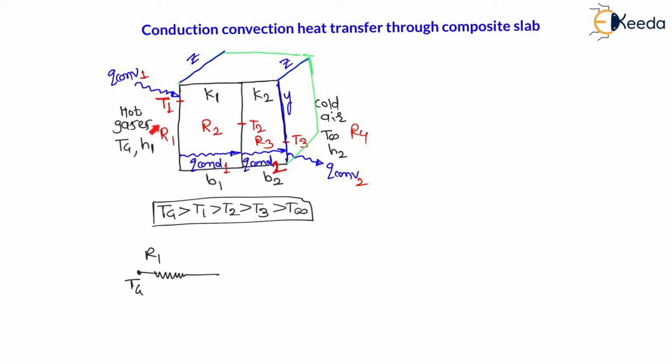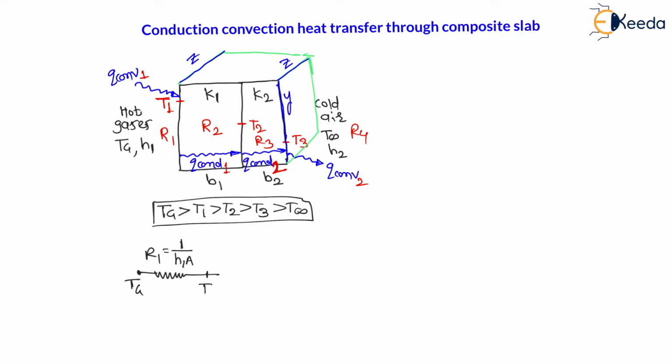Here R convection, which is R1, and R convection is nothing but 1 upon HA. Therefore, we have to consider convective heat transfer coefficient at this location. Therefore, it will be equal to 1 upon H1 area. As area is constant, I am considering area constant. Then after this resistance, temperature is becoming T1, right?